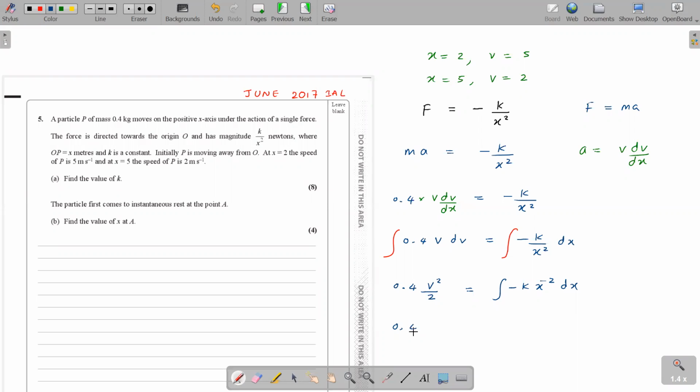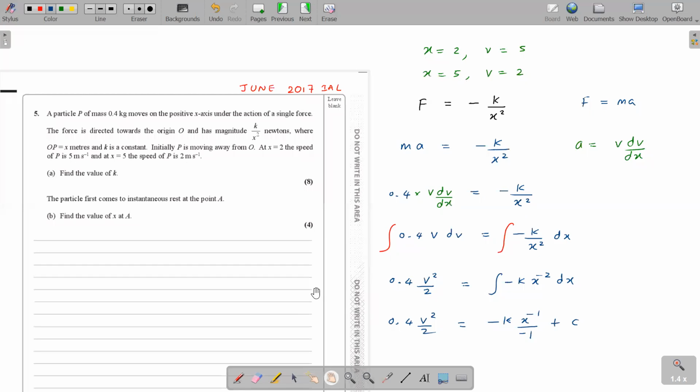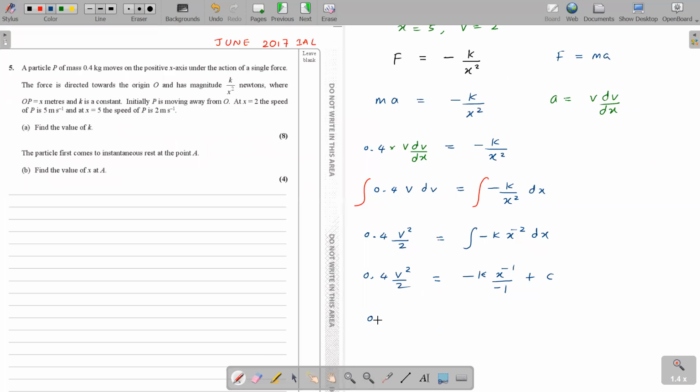Let's integrate it now. v square over 2. Minus k is a constant, let it be there. X to the power minus 2, when you integrate, you add 1 to the power, so x to the power minus 1 divided by minus 1. And don't forget the plus c at the end of the complete integration. So 0.4 over 2 is 0.2 v square, equals minus divided by minus is a plus k into x to the power minus 1 plus c. Are you with me? So I get this equation.